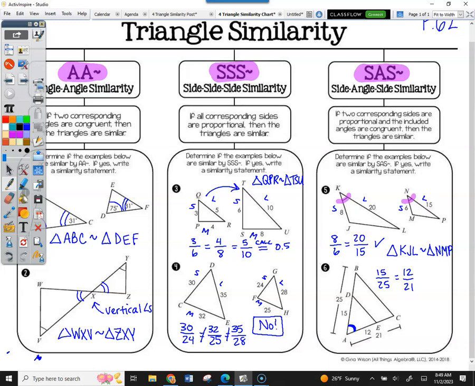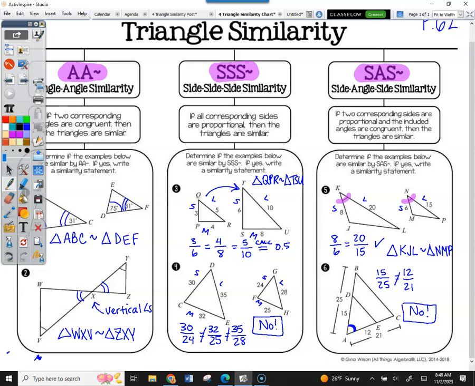Does 0.6 equal 0.57? No, and if you need any help with that question, ask yourself, would 60 cents equal 57 cents? No, always relate it to money. Money's easier to understand. So they don't check out, which means no, they're not similar. But had that checked out, then they would be similar.